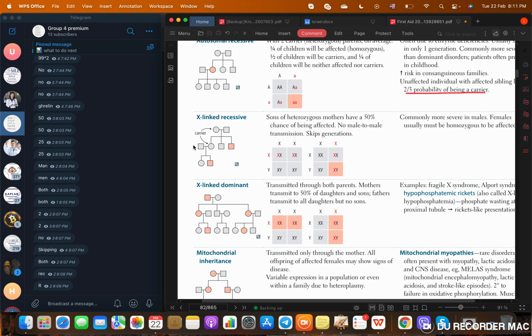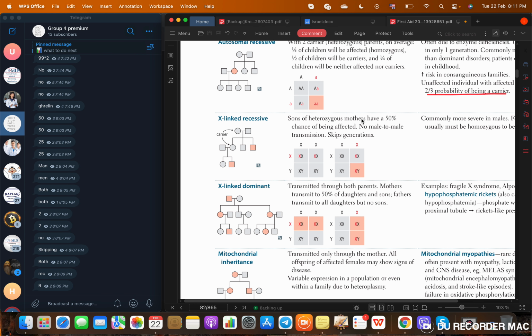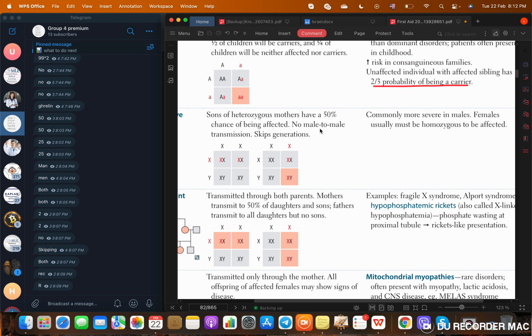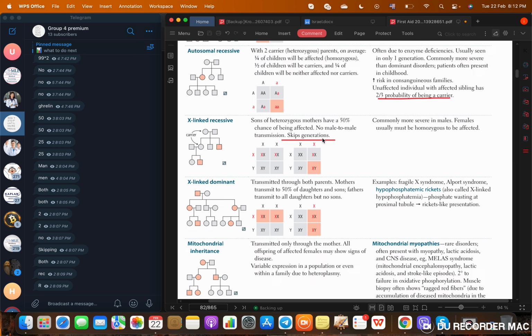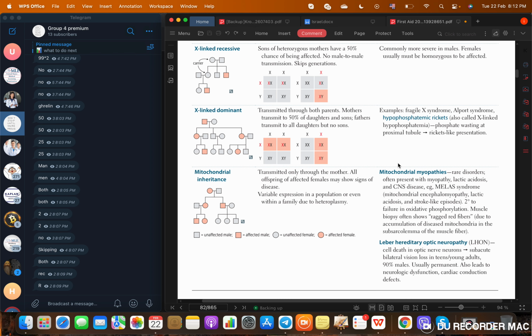X-linked recessive, okay: skipping generations, affecting males only. So sons of a heterozygote mother have a 50% chance of being affected. No male-to-male transmission. Why? Because our father only gave us the Y chromosome, and this disease is X-linked. So our father never gave us an X chromosome. No male-to-male transmission, and it skips generations. It is commonly more severe in males. Females must be homozygous to be affected, which is much more difficult to occur. Not impossible, but much more difficult.